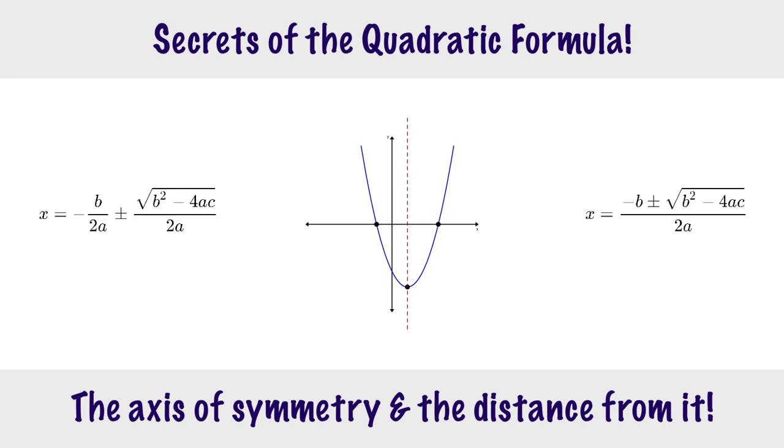And lastly, just a reminder, the secrets of the quadratic formula, what it is you're actually finding. You're finding the roots, so the values along the x-axis. And negative b over 2a, the first part of it, is your axis of symmetry. The second part tells you how far away the roots are from the axis of symmetry, either plus or minus.